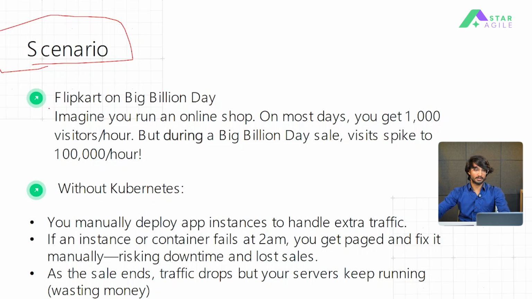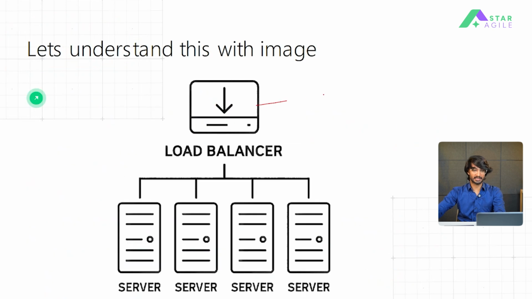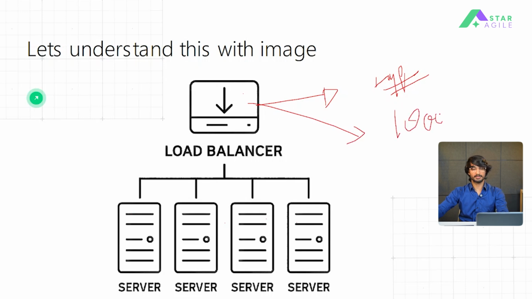I have taken a scenario where today is Flipkart Big Billion Day, and this is my backend architecture. I have one load balancer as well as 4 servers. Typically, on a daily basis, Flipkart receives 1000 requests per hour. Of course, this is a hypothetical scenario. Flipkart receives much more requests than this, but like I said, this is just hypothetical.